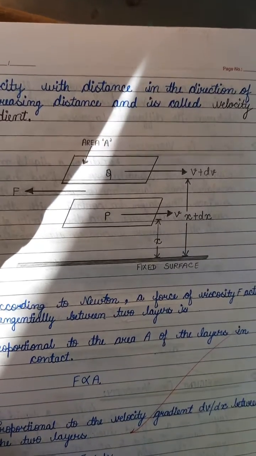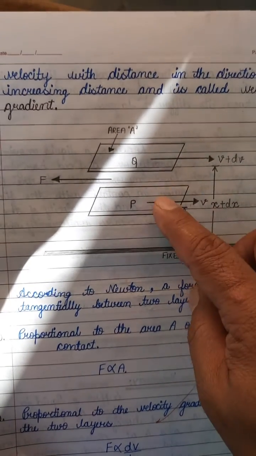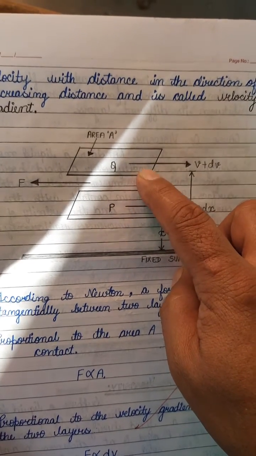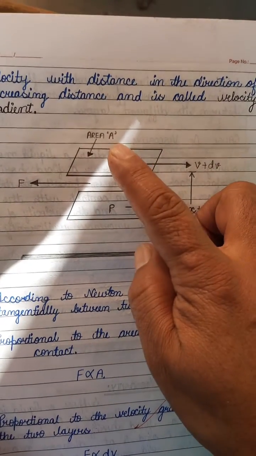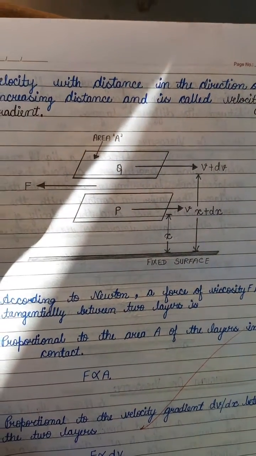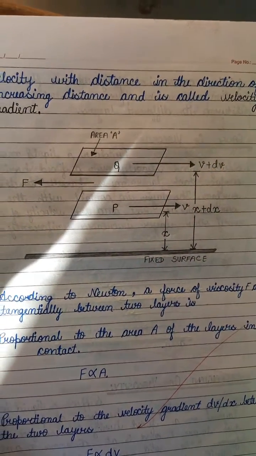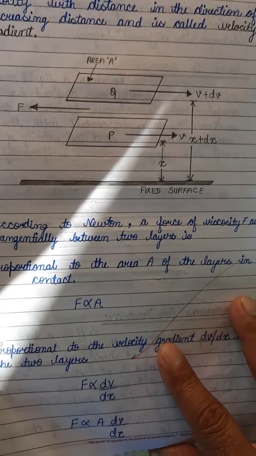In case of viscosity, let the velocity here be v and dv is the change in velocity. The distance between two consecutive layers is dx. Area of each layer is a. So we say here velocity gradient. So how to derive the expression for the viscous force?